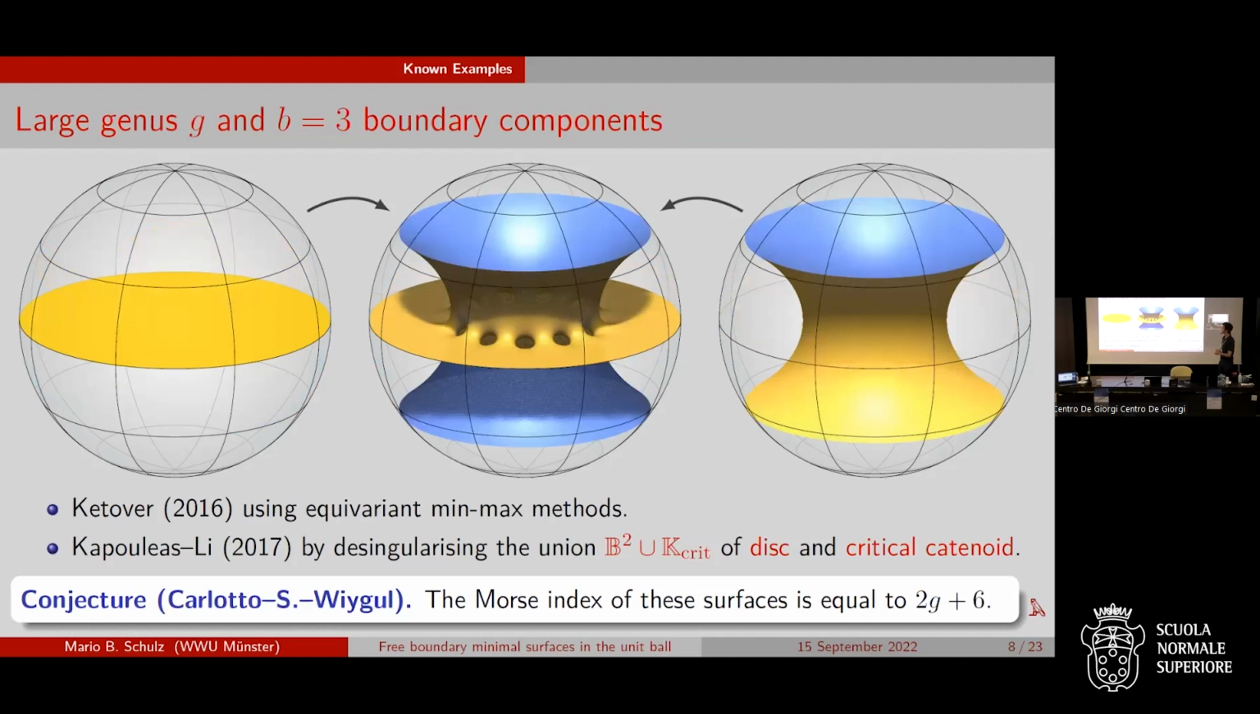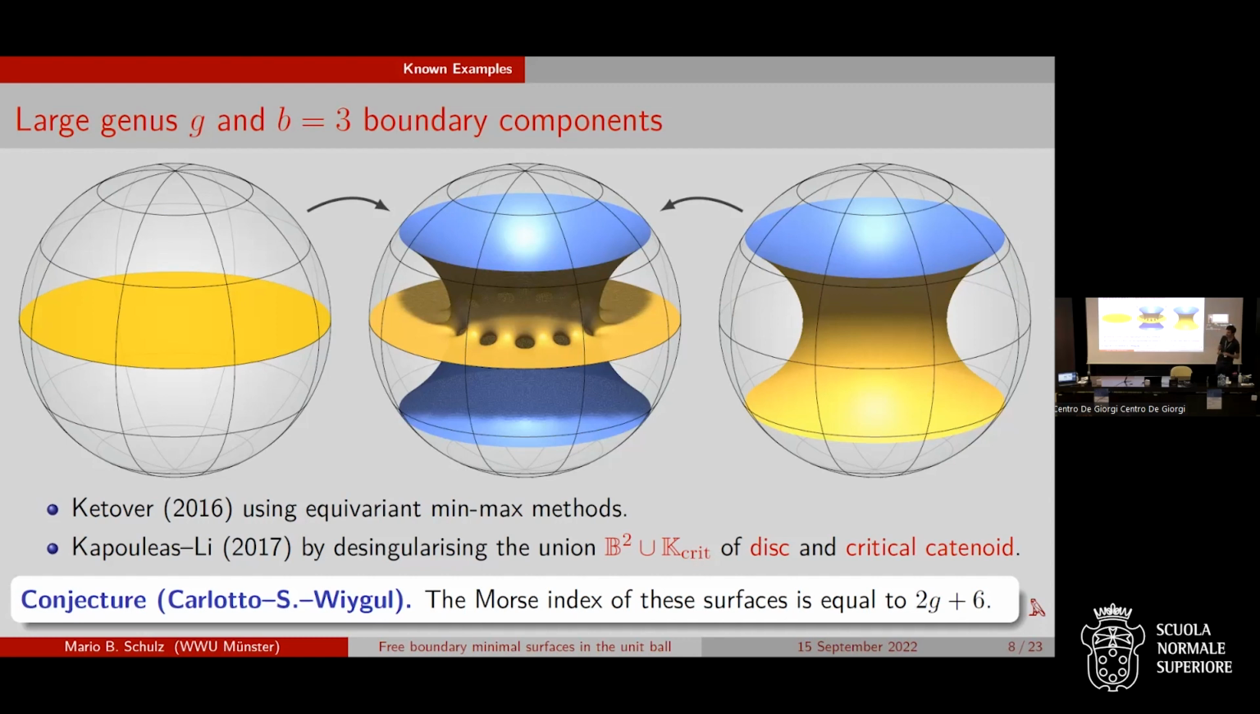Another gluing construction which has been done is taking our very first two examples, the flat disk and the critical catenoid, and intersecting them. Now it's a good idea to desingularize that intersection by means of a Scherk minimal surface. This has been successfully done by Kapouleas and Lee, and they obtained minimal surfaces with large genus and three boundary components. There's an alternative construction by Ketover using equivariant min-max methods, but in this construction he also needs the genus to be large in order to control the topology. So in either case, you get examples with large genus and three boundary components.